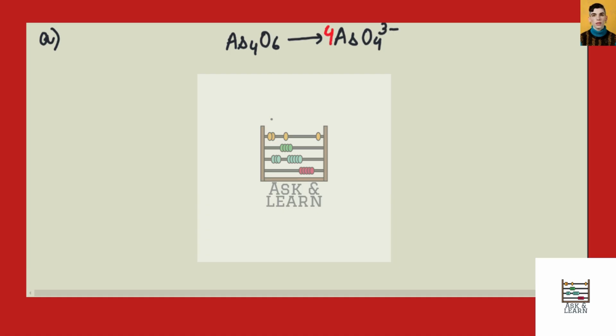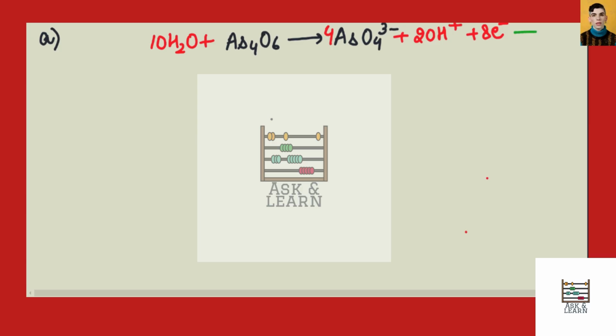So we put a 4 here, and now to balance the oxygen atoms, we have 4 times 4, 16, and we have 6 oxygen atoms here. So we have to add 10 water molecules here. And now to balance the hydrogen atoms, we have 20 hydrogen atoms on the left hand side, so we have to add 20 H positive here. And now if we see, we have 20 minus 12, so we have 8 positive charge here, so we have to add 8 electrons on the right hand side to balance the charge.